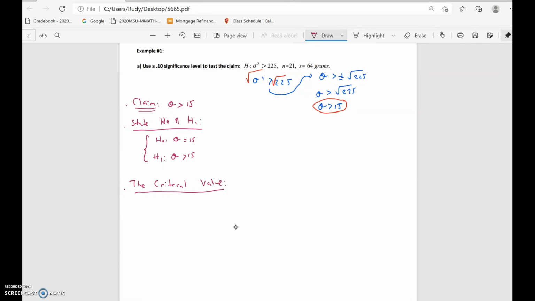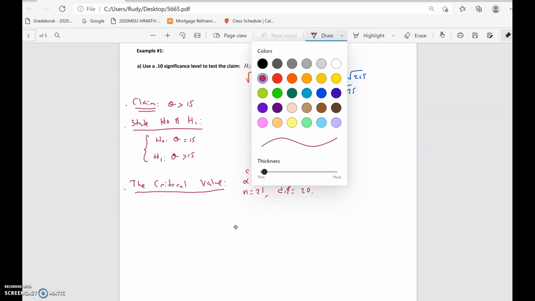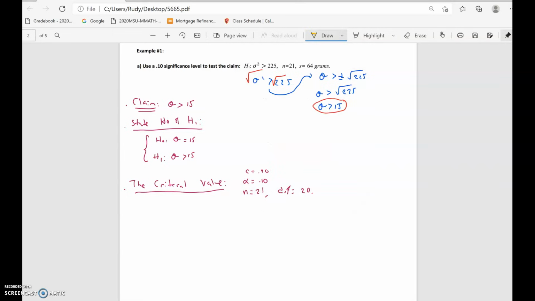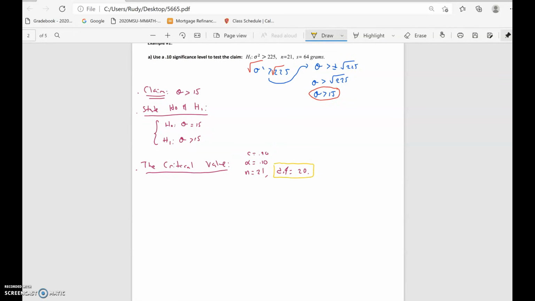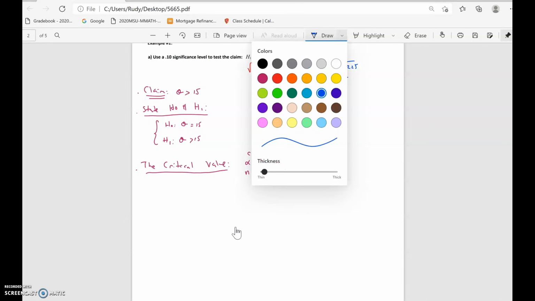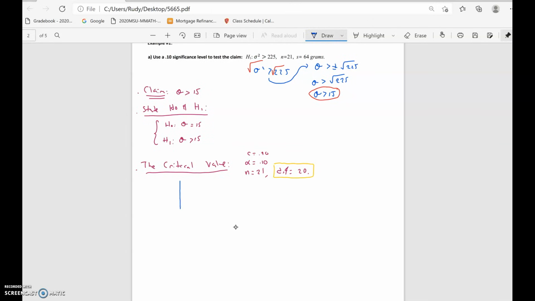Now, for the critical value, we're given that alpha is equal to 0.10, which means the confidence is equal to 0.90. Furthermore, n is equal to 21, so degrees of freedom are going to be 20. And let me box the degrees of freedom. Remember that degrees of freedom for the chi-square distribution is n minus 1. So when we look at the population, this is what it's going to look like. Because the claim is greater than, it's going to be a right tail test.